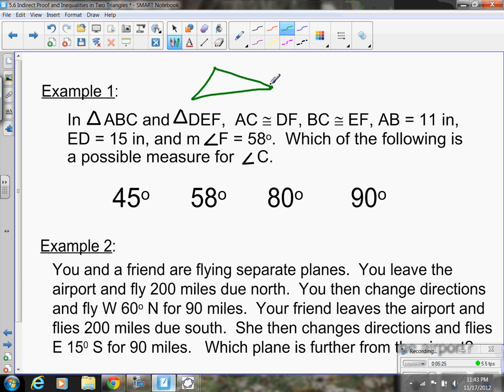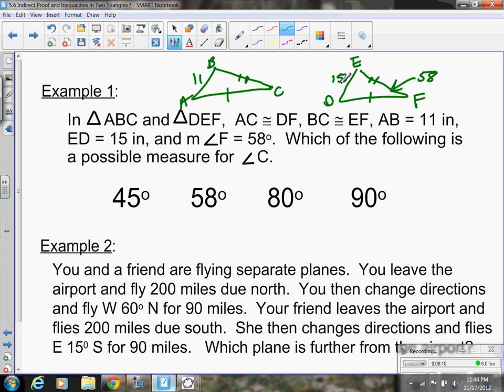Nope. So I draw a picture, and I'm going to draw the two triangles the same. They're not, but let's do it. Label them A, B, C, D, E, F. And we know AC is congruent to DF and BC is congruent to EF. Now it starts to make a little bit more sense. We know AB is 11, ED is 15. So what can we conclude if this is a 58-degree angle? Is that going to be bigger or smaller than C?